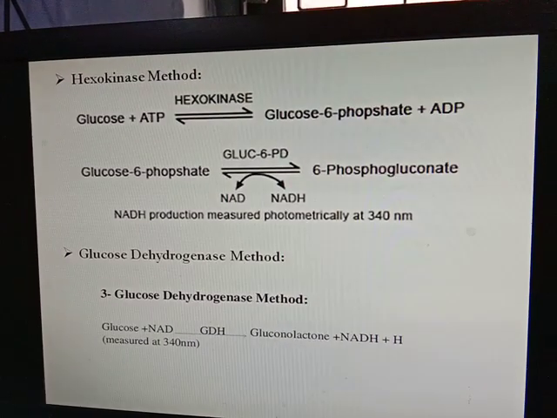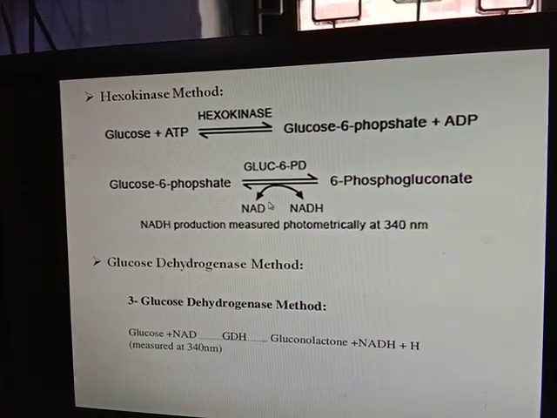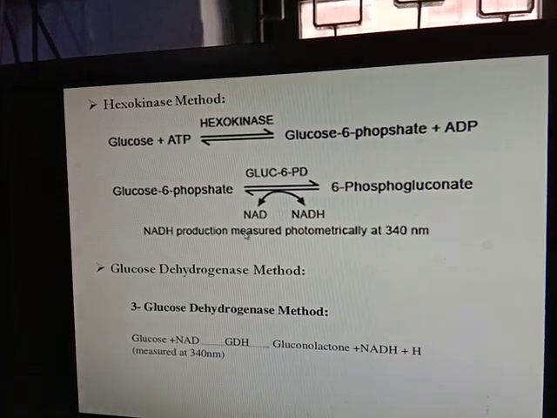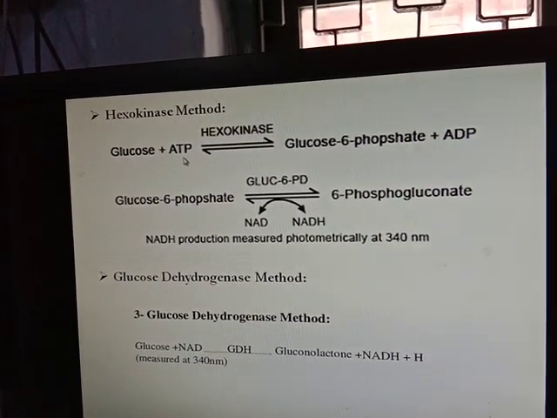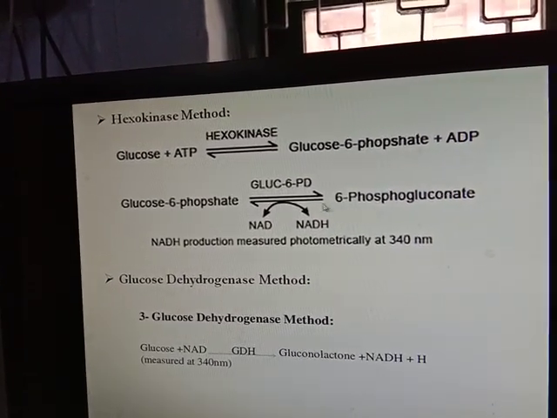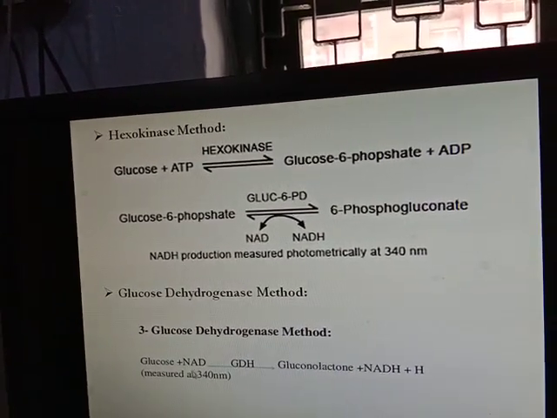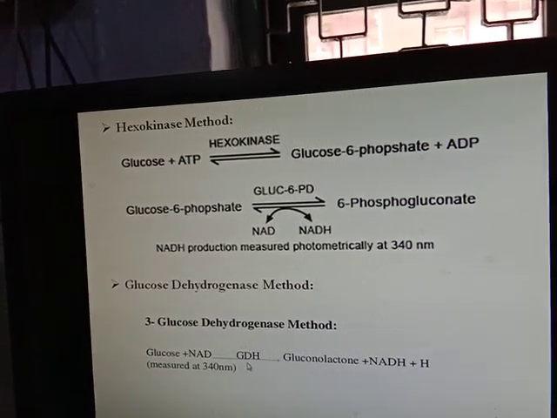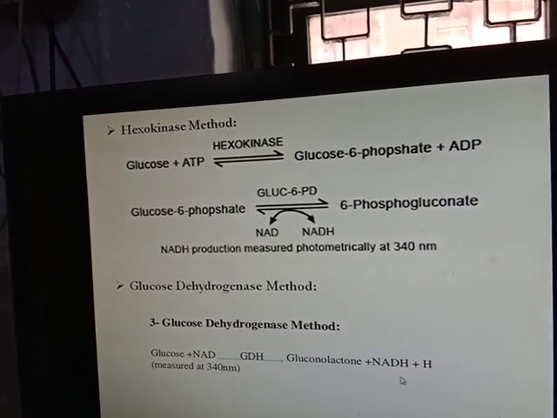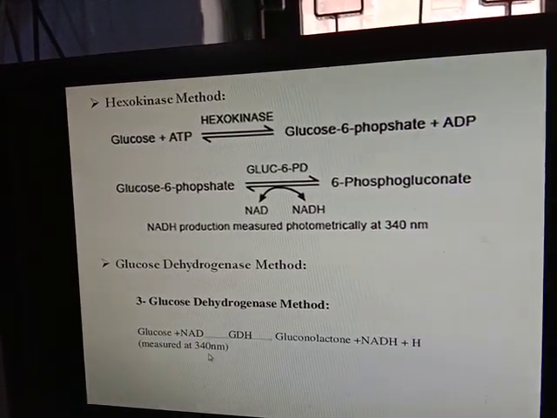Then the next method is the glucose dehydrogenase method. So here, as compared to the hexokinase method, it is advanced. It curtails the first step where glucose plus ATP in the presence of hexokinase forms glucose 6-phosphate and ADP. But here, directly, glucose plus NAD with the enzyme glucose dehydrogenase forms gluconolactone plus NADH plus hydrogen. And in this method also the NADH is measured at 340 nanometer.